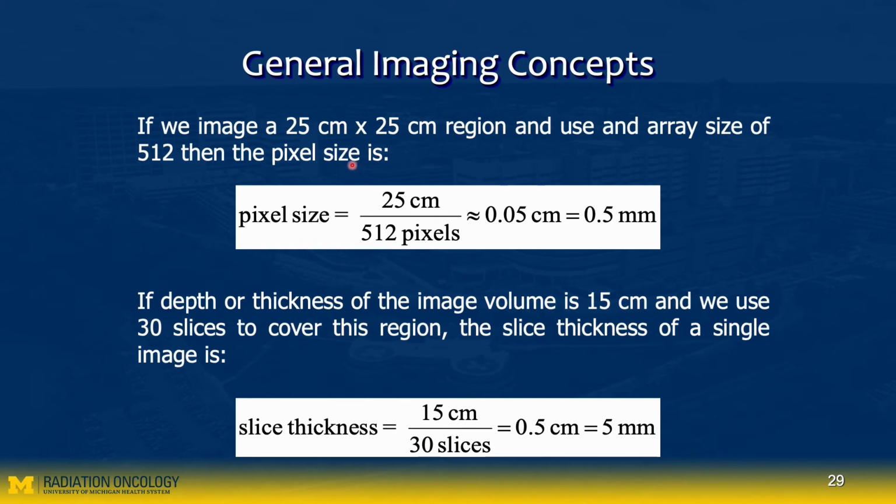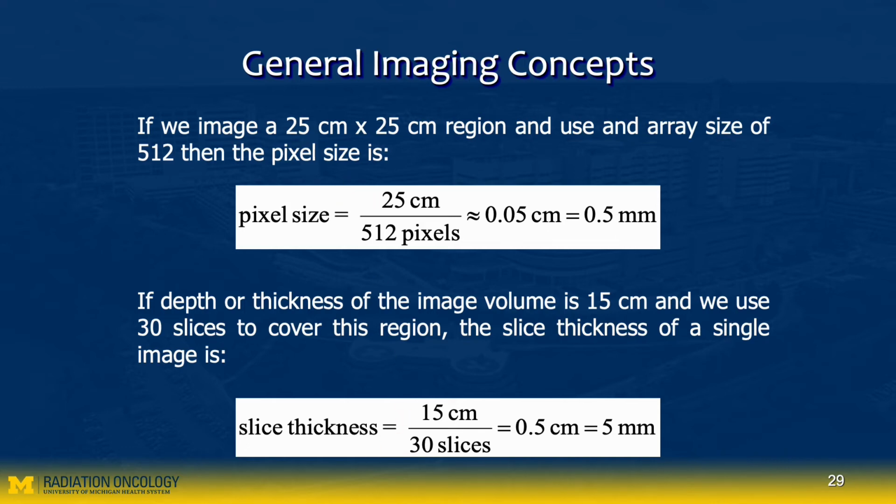So if we have an image covering a 25 cm by 25 cm area, and we use an array size of 512, then what would be the pixel size? Pixel size will be about half a millimeter. Okay, this is a typical CT image.